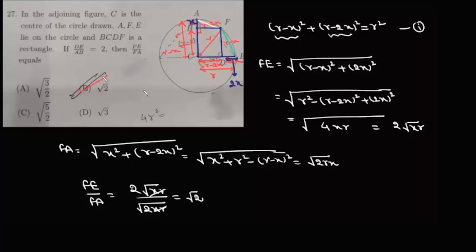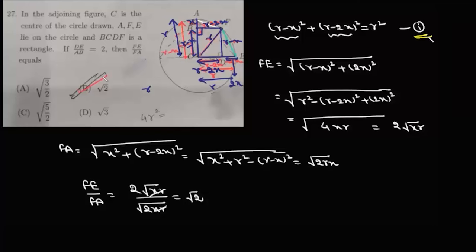Now let the radius of the circle be r. Then this length will be r. This length is also r. And this length is also r. So basically this length from C to D will be r minus 2x. And this length will be simply r minus x. Now since it is a rectangle, this is r minus x, this is r minus x, and this is r minus 2x. Now in this right angle triangle, if we use Pythagoras, then we can write r minus x square plus r minus 2x square will be equal to r square. So this is our first equation.